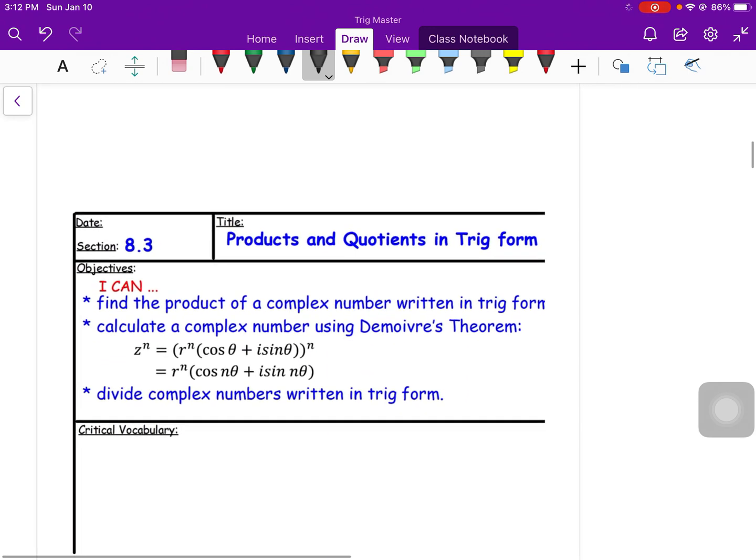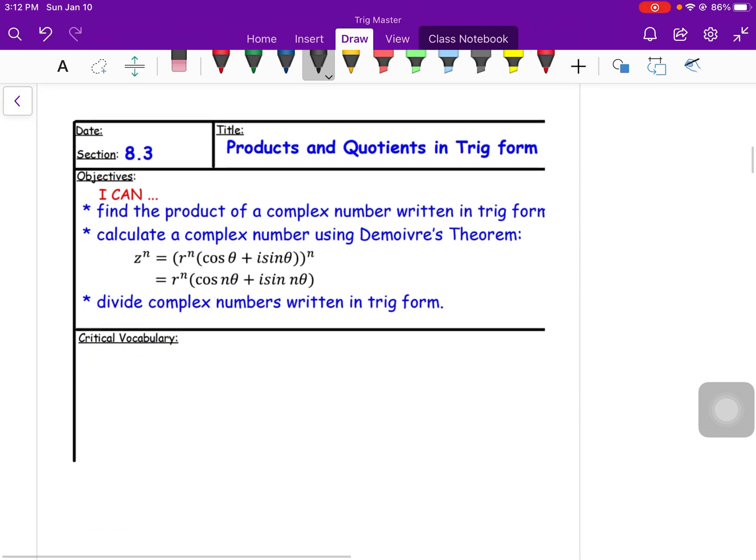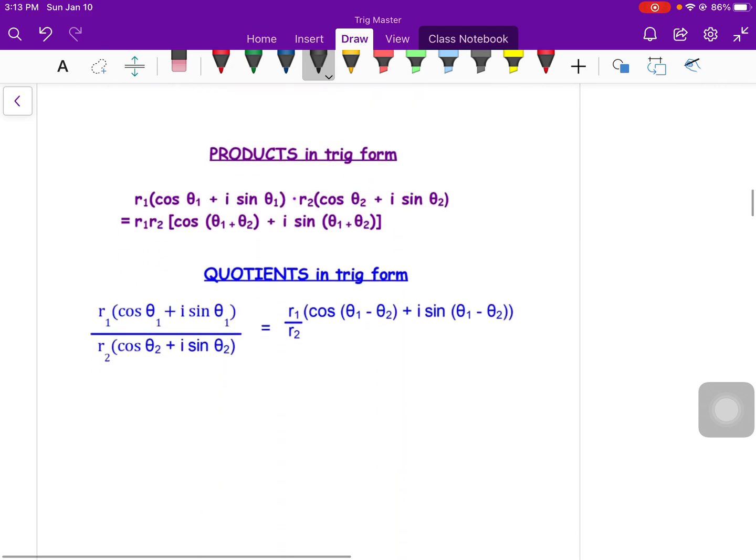So today we're going to talk about products and quotients in the trig form. I am going to butcher this name probably more than once. I believe it's pronounced Demoivre, but again, not positive. I feel bad because I feel like I should know that guy's name, but I'm not very good at speaking French. So maybe if you're in French, you can help me out with that one.